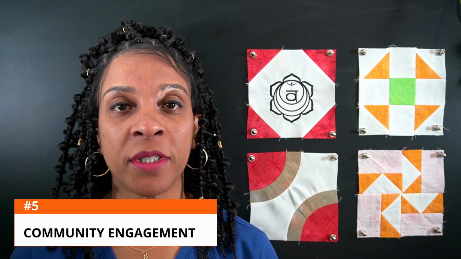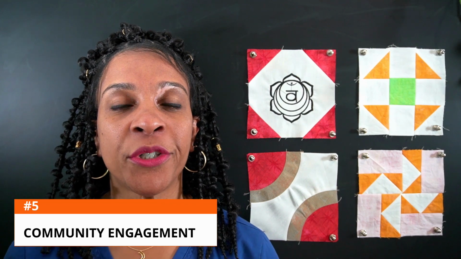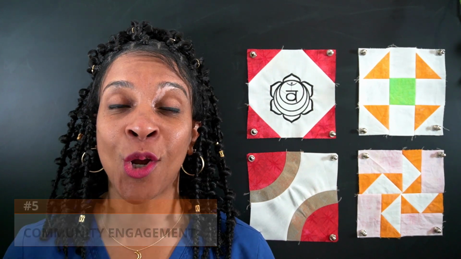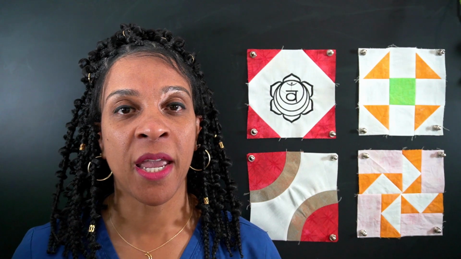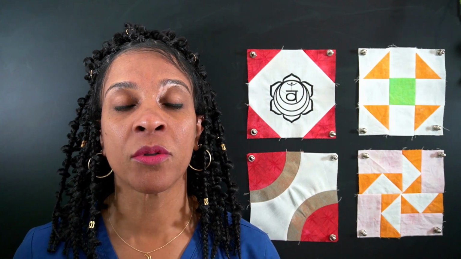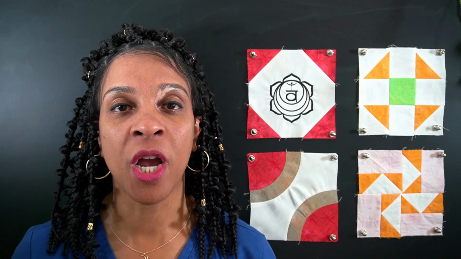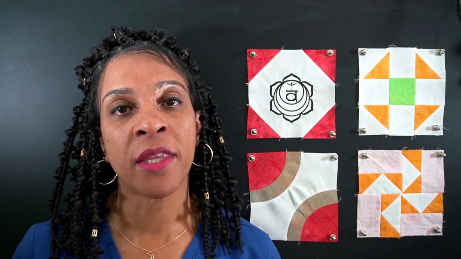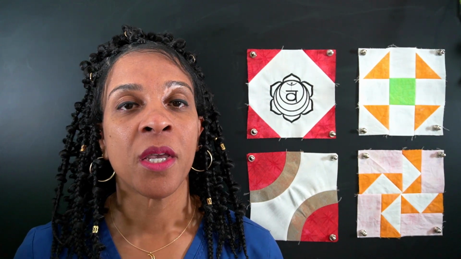Number five, the community aspect of quilting. Traditional quilters gather in sewing bees, they participate in in-person sewing guilds, they go to quilting workshops, and those are the vehicles that they use to engage in community.